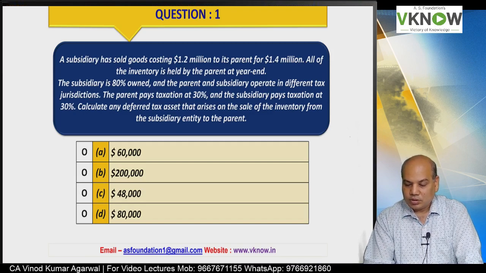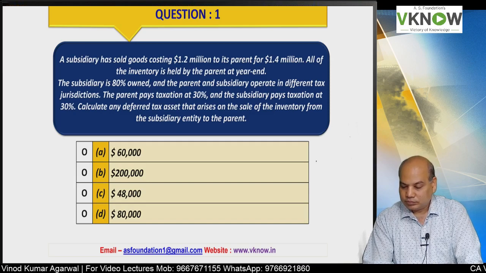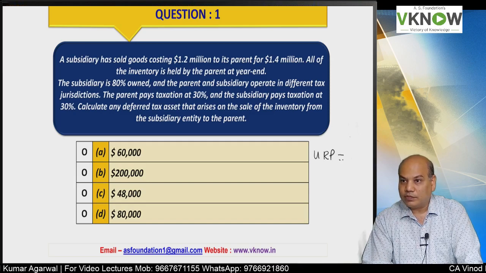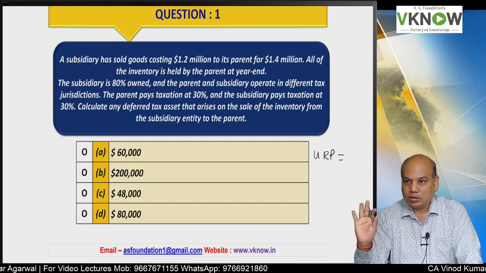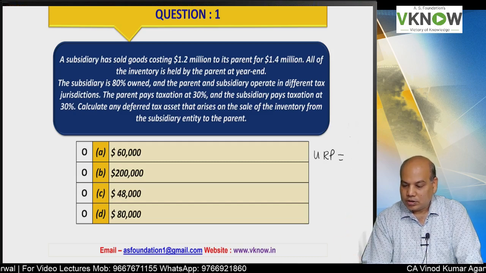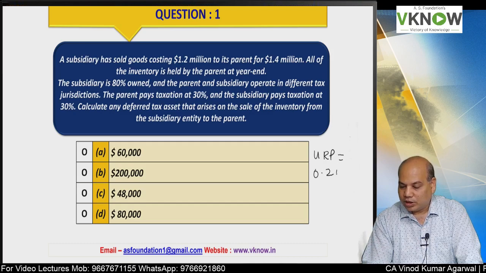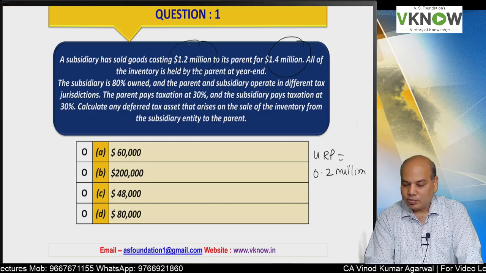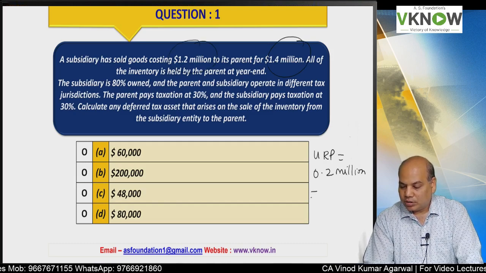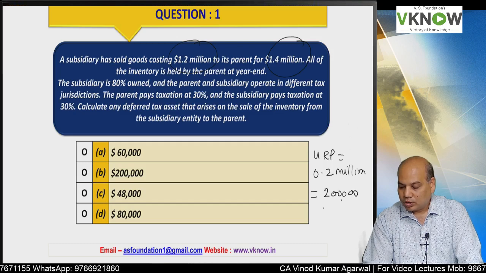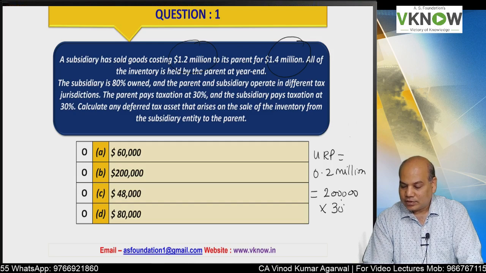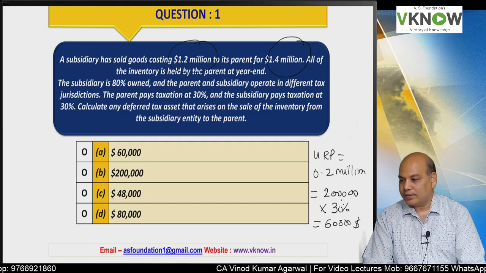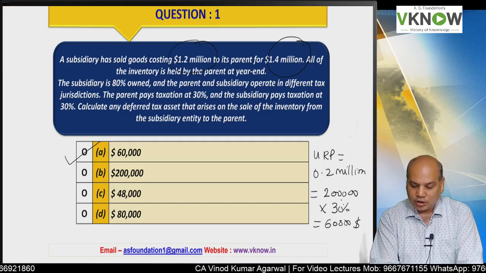What is the unrealized profit? Unrealized profit is 0.2 million. 1.40 minus 1.2 is 0.2 million, or you can say 2 lakhs, multiplied by tax rate 30%. So the answer is $60,000.